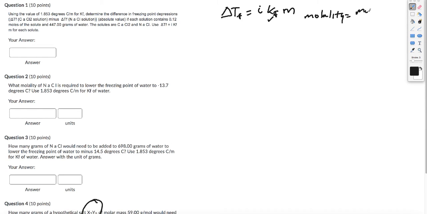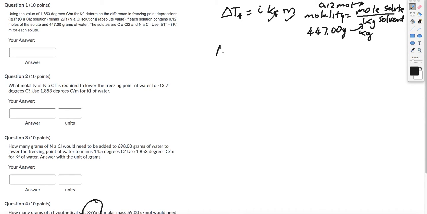And it's going to be moles of solute over kilograms of solvent. You are given the moles of solute here. It's going to be 0.12 moles. And you're given the mass of solvent, which is water here, 447.00 grams, and that needs to be converted into kilograms. So that allows us to pick up m as well.